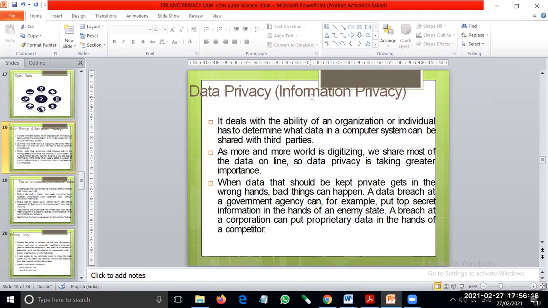With data privacy, or information privacy, it deals with the ability of an organization or individual to determine when the data in a computer system can be shared with third parties. तो प्राइवेसी भी होना चाहिए. प्राइवेसी का मीन्स वो डेटा प्राइवेट होना चाहिए. It is not like that कि everyone can see it. Public data can not it.